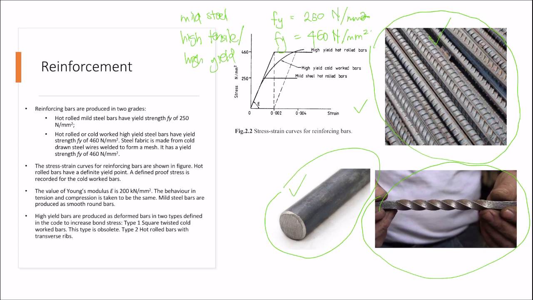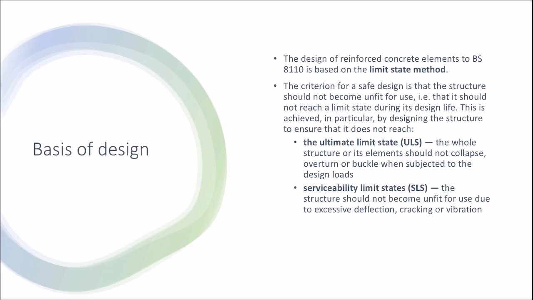This type is obsolete. And the other one is hot rolled bars with transverse rib. So this one is obsolete. And this is the one, yang ini type 2. And this is type 1. Tak pakai dah.